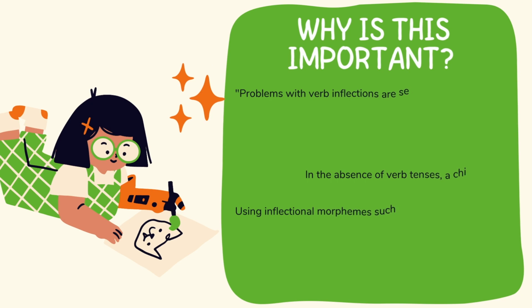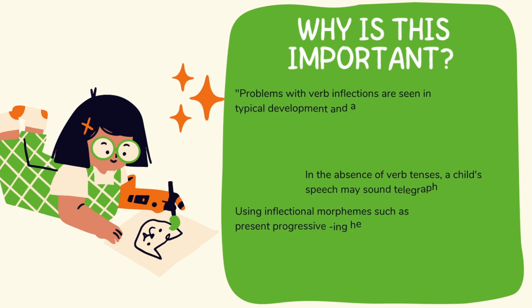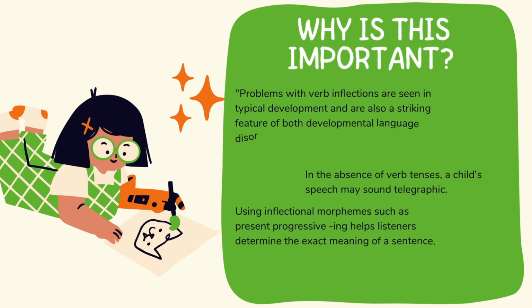Now you might ask yourself, how is this helpful? Why is it important? Well, problems with verb inflections can be seen in typical development, but are especially present in children with developmental language disorders. It's important for children to learn words at a morphological level for effective communication. In the absence of verb tenses, a child's speech may sound more telegraphic and they may have difficulty in conversation and eventually in the school ages.